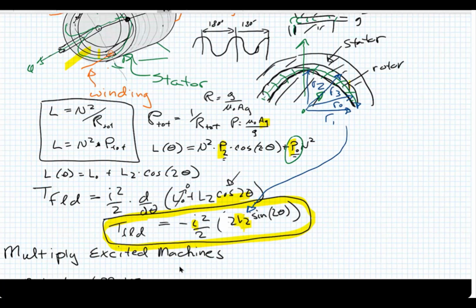So the average middle of the air gap is associated with the P naught. The variation of radiuses, because we have a difference in the shape of this rotor, is related to the P2. And so these guys are related, and these guys are related. Does that make sense? Yeah, much better right now. Okay, good.